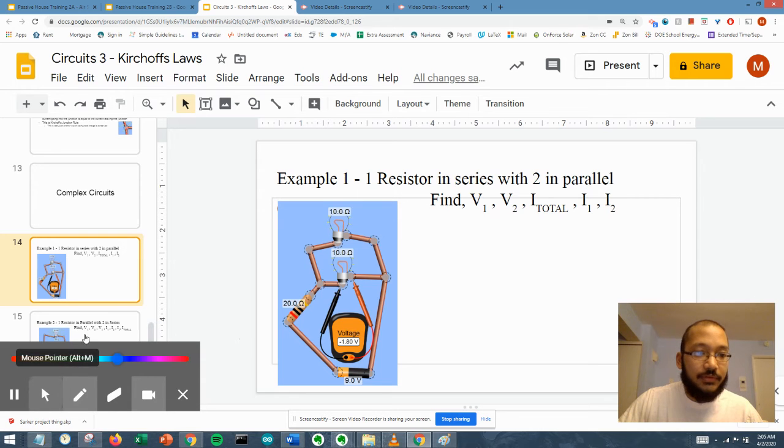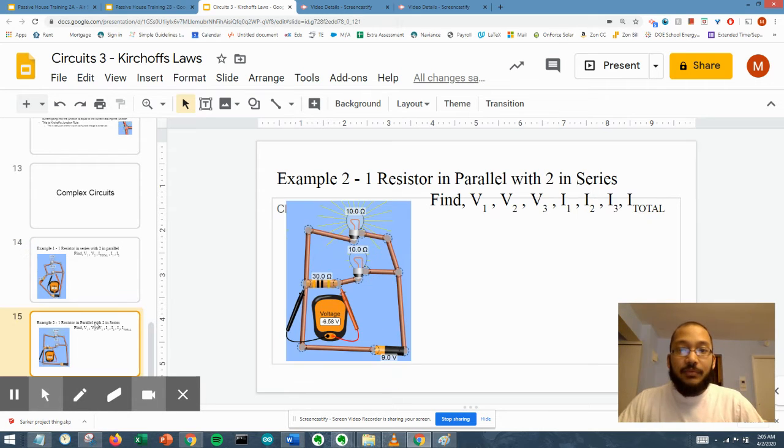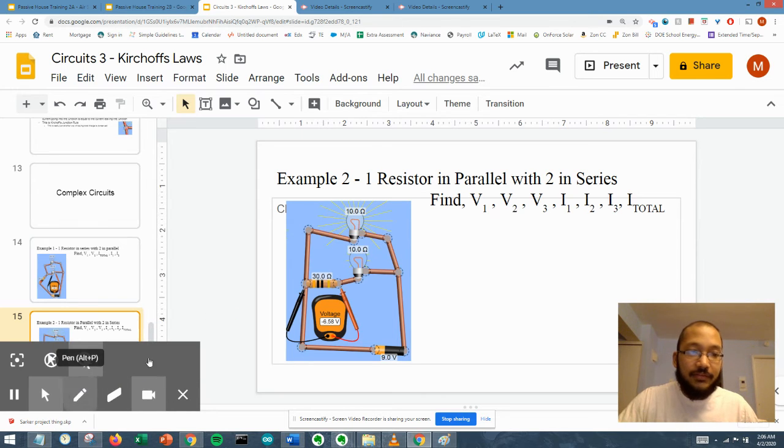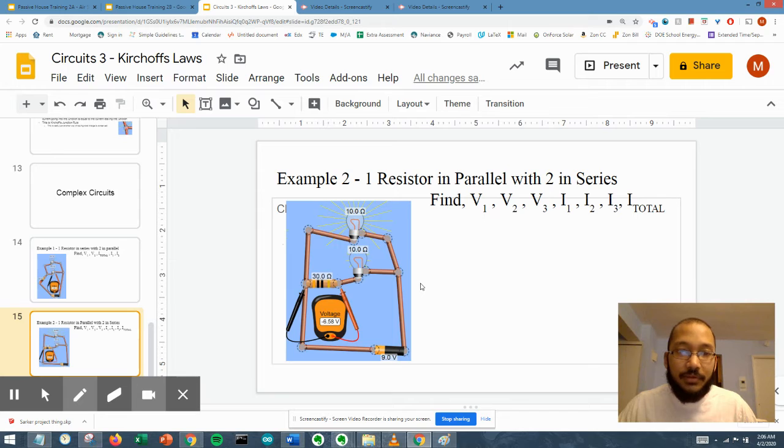And now example 2 is not one resistor in series with two in parallel, but one resistor, this one by itself, and it's in parallel. It's on its own branch in parallel with these two resistors that are in series. Take a minute, again, pause the video, see if you can solve for the voltages and stuff that I had up here. I'm going to call this one resistor 1. This bottom one is 2. This one is 3. See if you can write out Kirchhoff's loop rule and junction rule for this circuit.